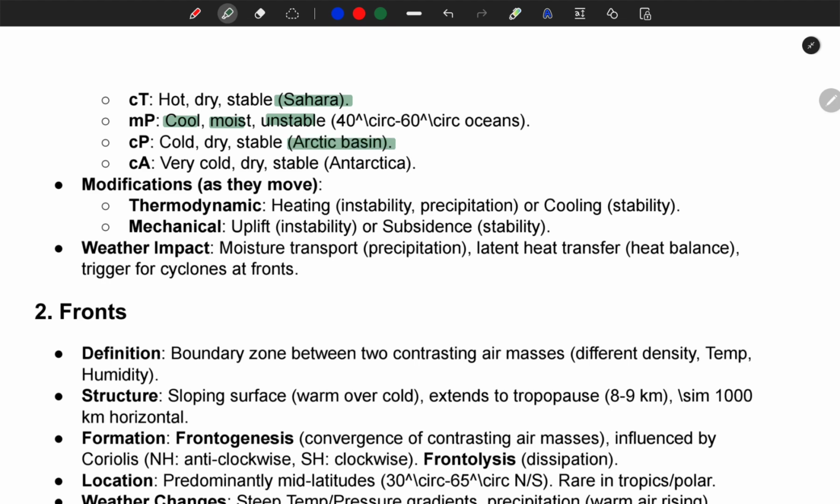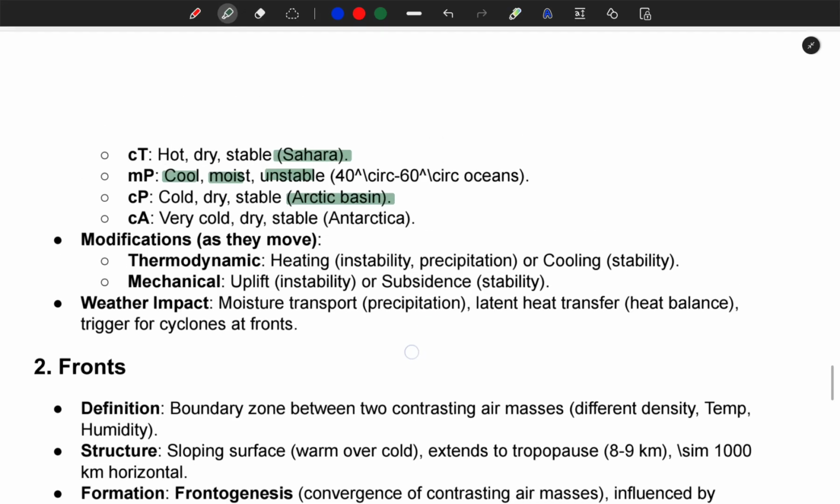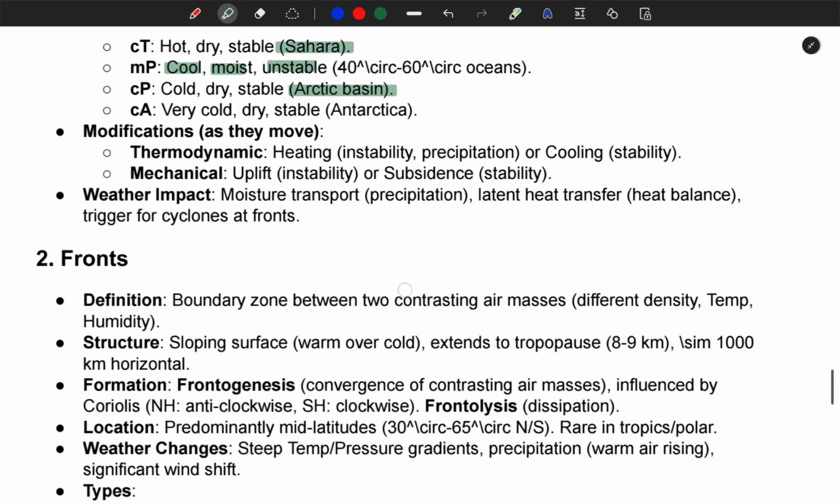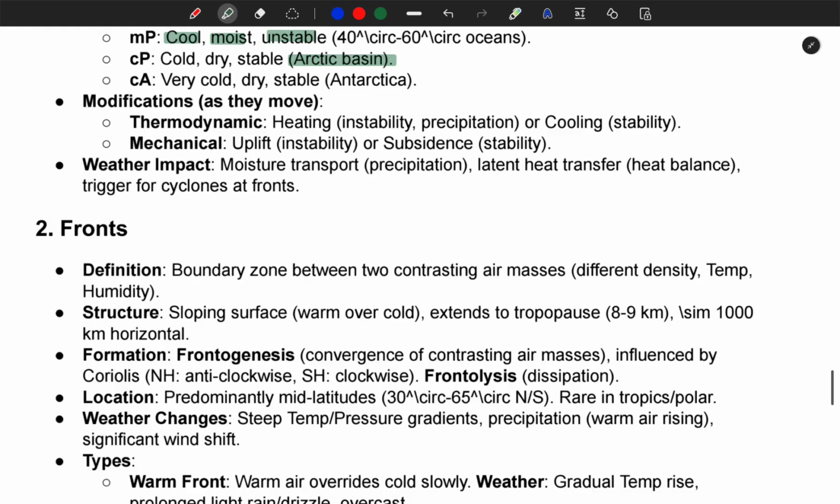Next is CA. C is continental and A is for Arctic or Antarctica. Very cold, dry, stable, and Antarctica is the example. Modification as they move: thermodynamic, heating, instability, precipitation; cooling, stability. Mechanical, uplift, instability or subsidence, stability. Weather impact: moisture transport, precipitation, latent heat transfer, heat balance, trigger for cyclones at fronts.